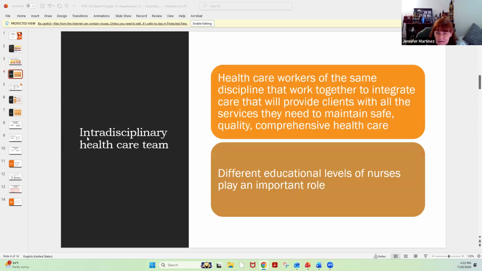The intra-disciplinary care team, these are health workers of the same discipline that work together to integrate care and provide clients with all the services they need to maintain safe, quality, comprehensive healthcare. So this is like the levels of nursing. Your UAPs, your LPNs, your RNs, that would be an intra-disciplinary care team.